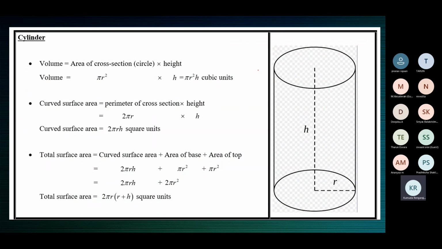Now tell me, what is the total surface area of a cylinder? See, when we're talking about a cylinder, we are talking about a right circular cylinder. So what is the total surface area of a cylinder which is open at both the ends? Ma'am, pi r height plus 2 pi r height, ma'am. 2 pi r h. If it's open at both the ends, that means there is only the curved surface area.